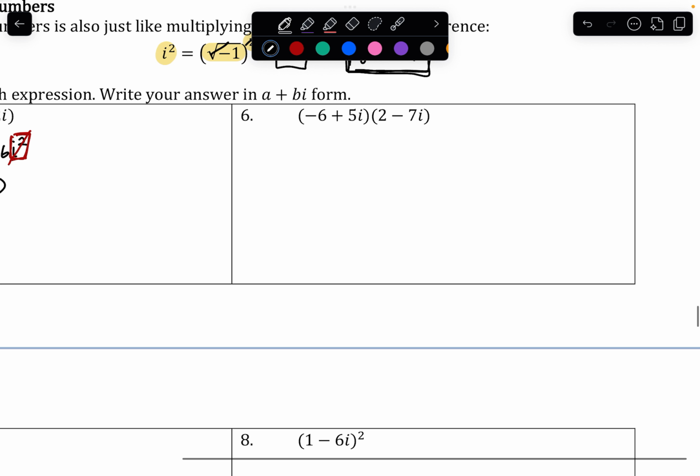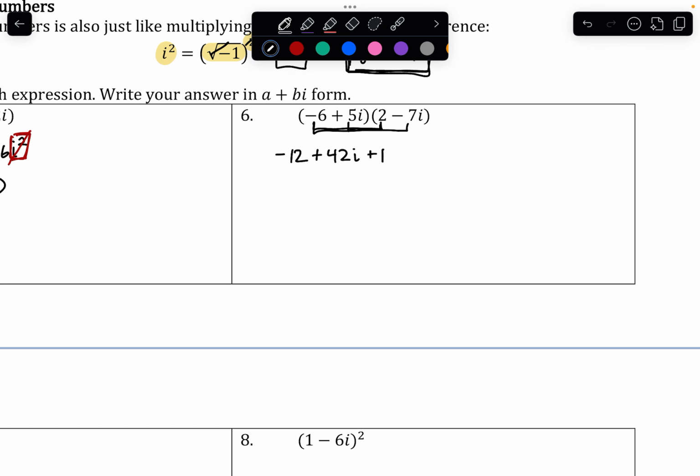Okay, same thing here. First would be -12. Outside would be positive 42i. Inside would be 10i. And then last would be negative 35i squared. We have i times i. Okay, and so when you see that i squared, that's the same thing as -1. So it's going to change this sign to a plus.